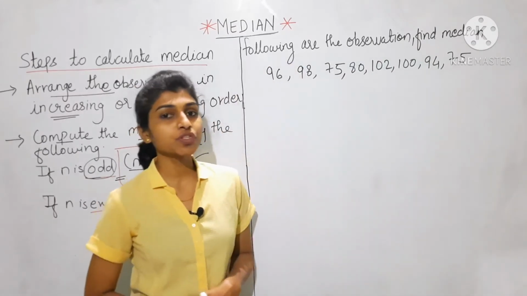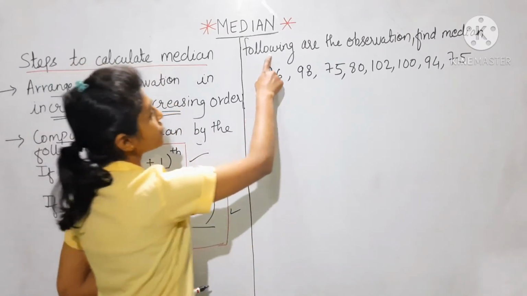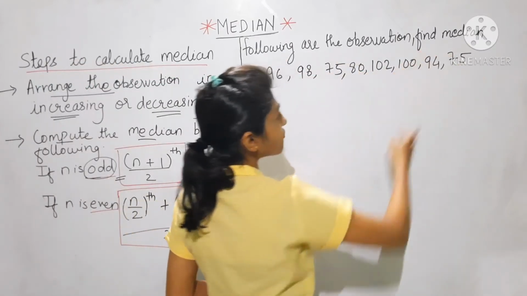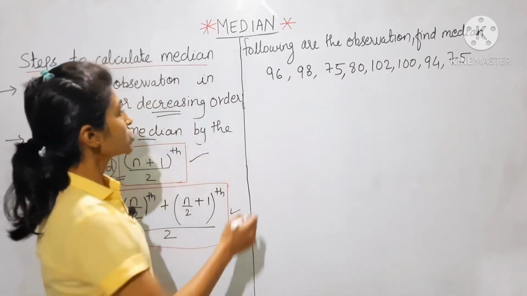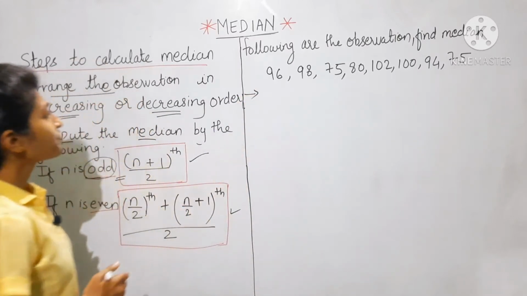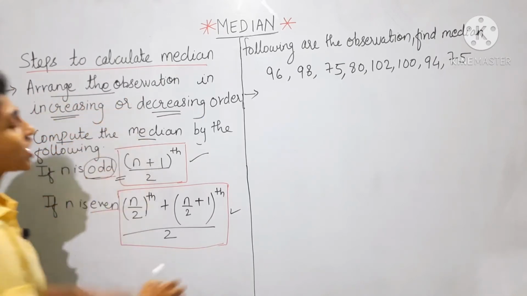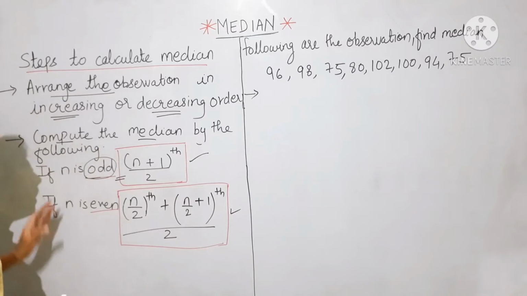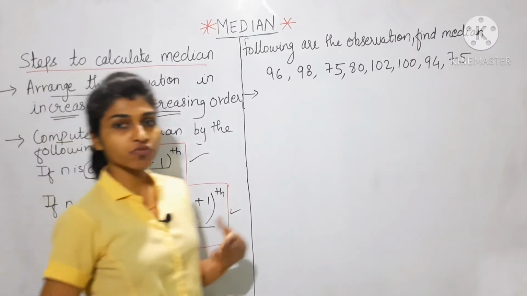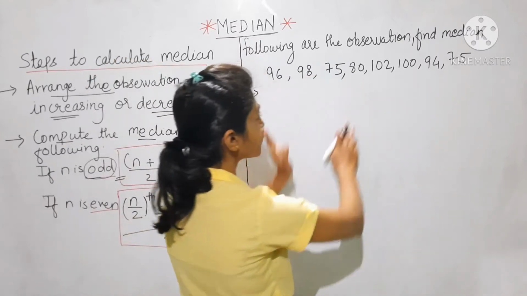Okay, so now we'll move to the next example of median. The next example is: the following are the observations and we have to find the median. So this is the observation and we have to find the median. Solution for this example: go according to the steps to calculate the median. First step is what? Arrange the observations in increasing or decreasing order, and see whether the number of observations is odd or even.